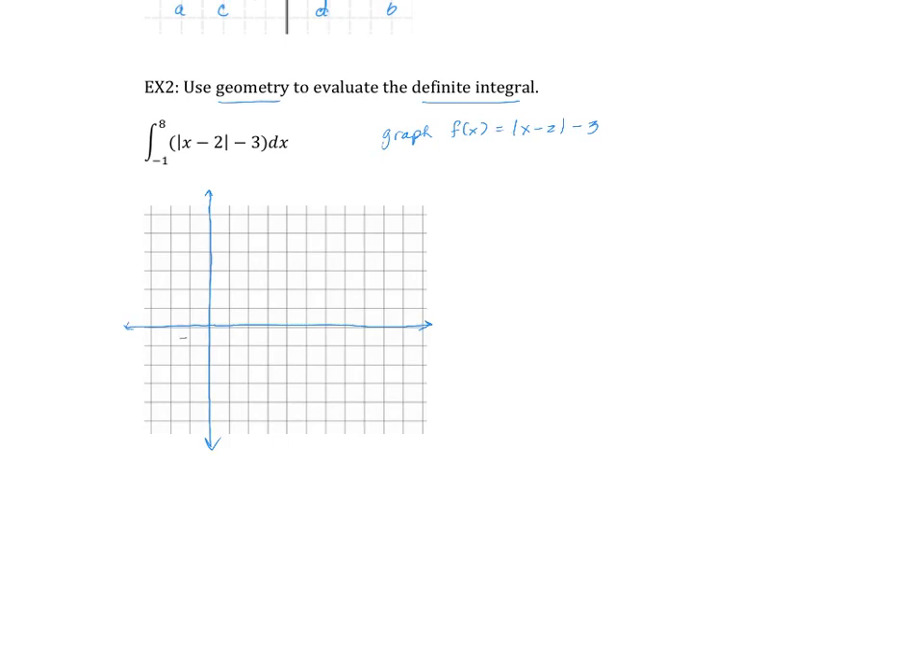Let's see, so I got a -1, 0, 1, 2, 3, 4, 5, 6, 7, 8. I think I got it all. 1, 2, 3, 4, 5, 6, 7, 8. Yes.